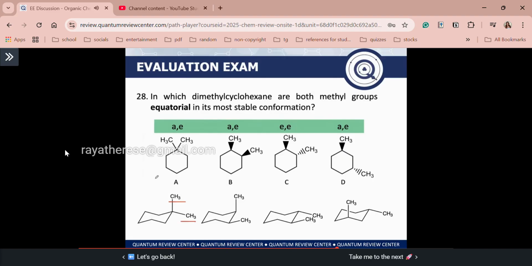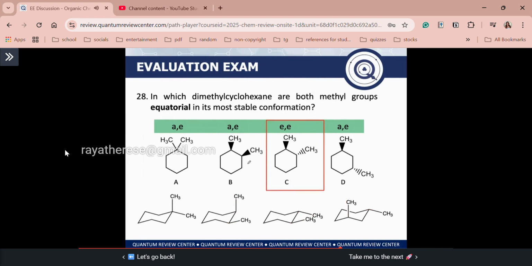Of course, they are at the same carbon. One is axial, one is equatorial. Letter B, they are on the same side, so one is axial and one is also equatorial. Letter C, they are trans, so both of them are equatorial, one pointing down, one pointing up. And letter D, of course, they are on opposite sides, so they are trans, one pointing down, one pointing up, particularly equatorial and axial respectively. So for 28, class, our answer is letter C.